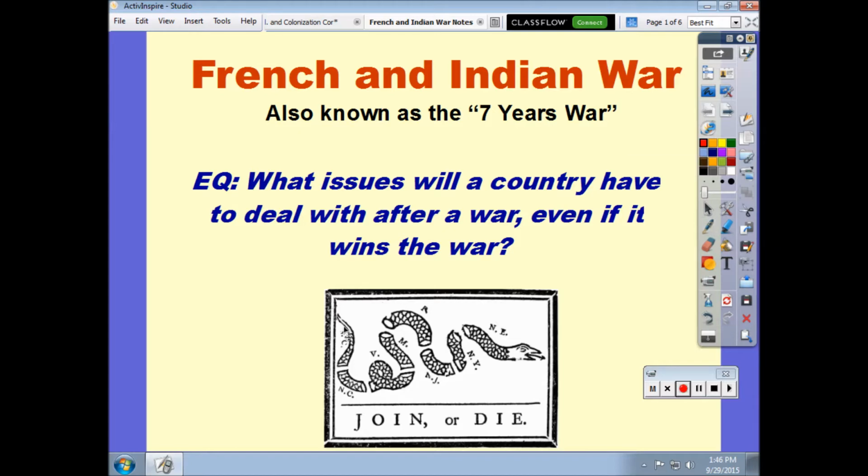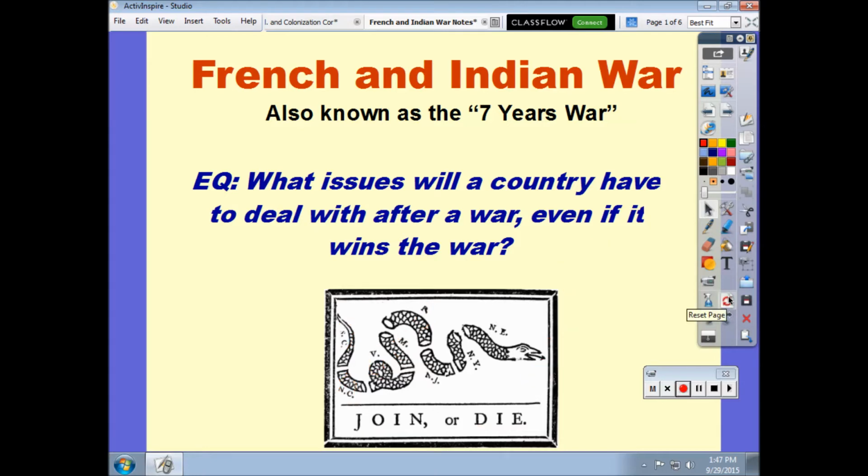Looking at the cartoon at the bottom, what you're going to notice is that there are names drawn on each part of the snake. Each one represents a different colony or set of colonies. The message says we've got to get together, join, or we're all going to die. We need to unite. This was actually formulated by Ben Franklin. He designed it to communicate that at this time, in this particular war, it is important that we join or we're all going to die.